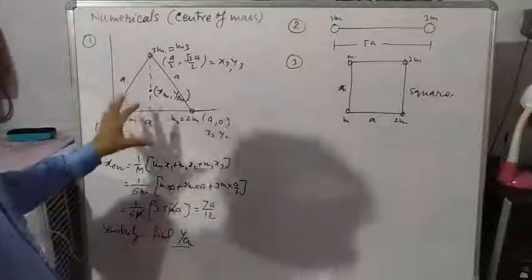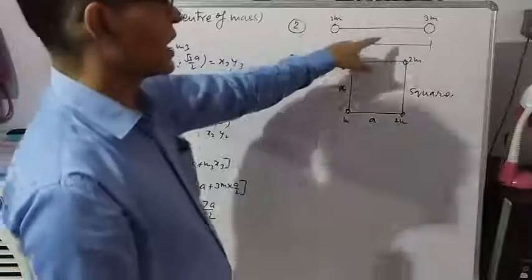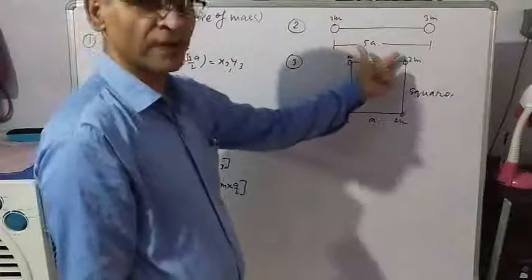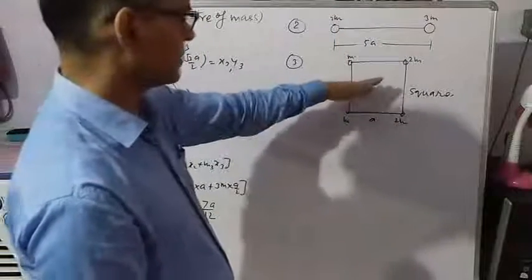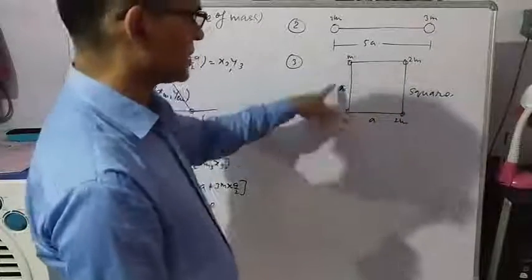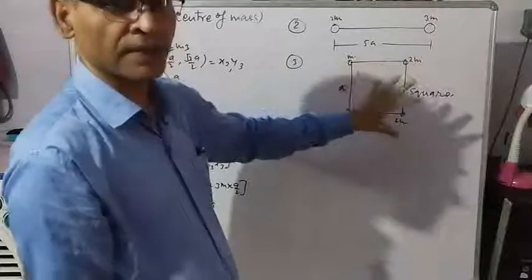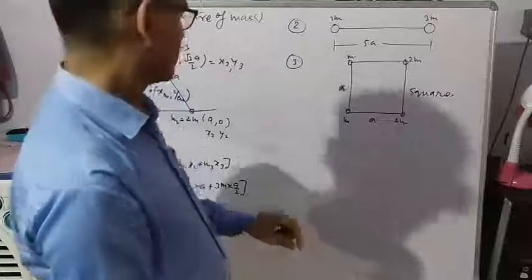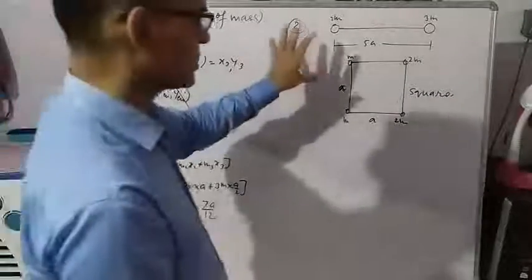Now based on this concept, I am giving two more questions. It is a two particle system made of masses 2m and 3m. Separation is 5a. You have to find the center of mass of this system. In this question, it is a square shaped system of side A, and four particles are kept on the corners: m, 2m, 2m and m. Again, using this concept, you have to find the center of mass.